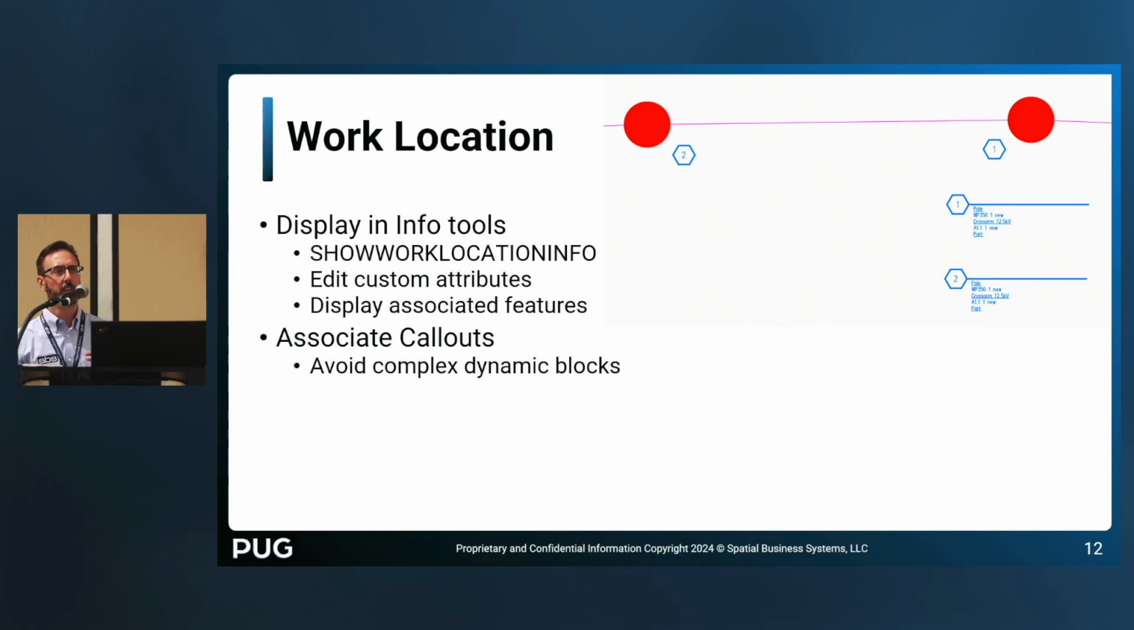It helps with treating it as an annotated block and dealing with annotative scaling issues that can occur. So it avoids the complexities of trying to combine a dynamic block with an annotated block and some of the caveats of that. In some ways, it's a little bit simpler approach. Those additional symbols are associated back to that main callout.